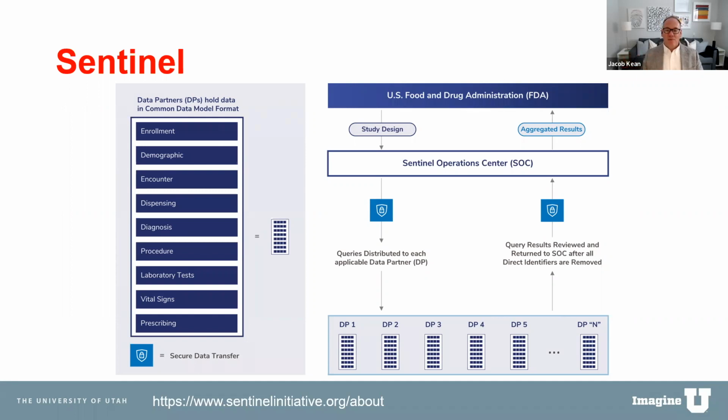On the right, the process for querying the data is represented. Briefly, as you walk through from top left to the bottom and back up again, a study is designed, queries are distributed to the different data partners who are all in the same common data model. The query results are returned to the operations center after being run, and the aggregated results are compiled by the operations center and reported back to the FDA.